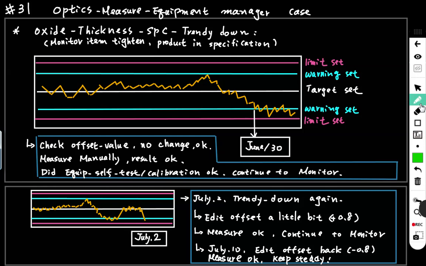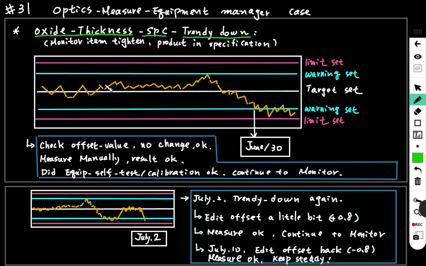Hello there, we are going to talk about an optics major equipment management case. As we talked about before, we manage the equipment by the SPC chart. This is the case. One day the oxide thickness SPC chart curve was trending down.